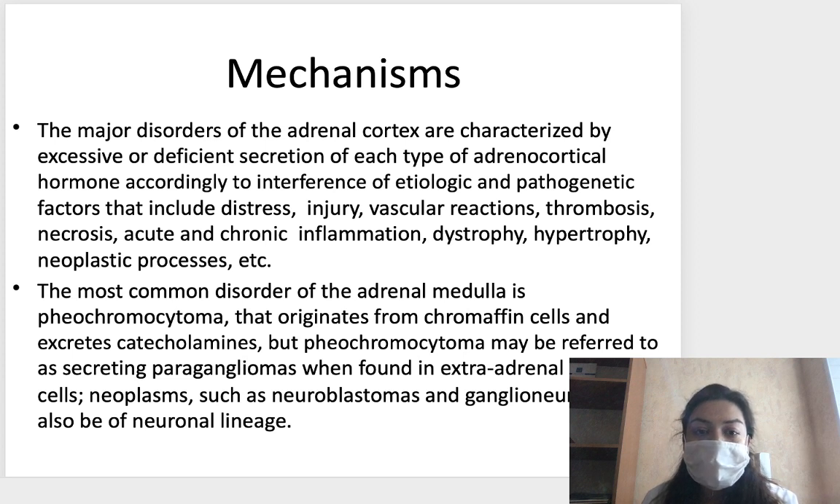The most common disorder of the adrenal medulla is pheochromocytoma that originates from chromaffin cells and excretes catecholamines, but pheochromocytoma may be referred to as secreting paragangliomas when found in extra-adrenal cells. Neoplasms such as neuroblastomas and ganglioneuroblastomas are also of neuronal lineage.